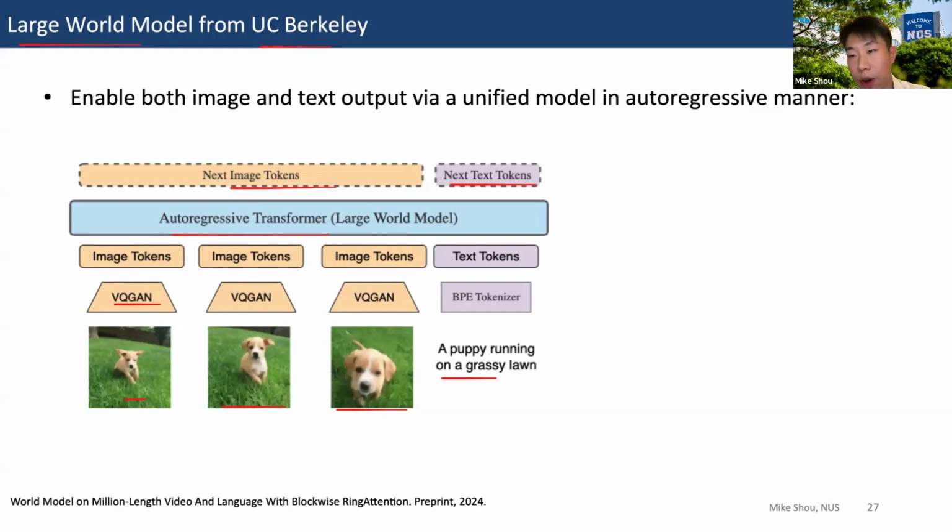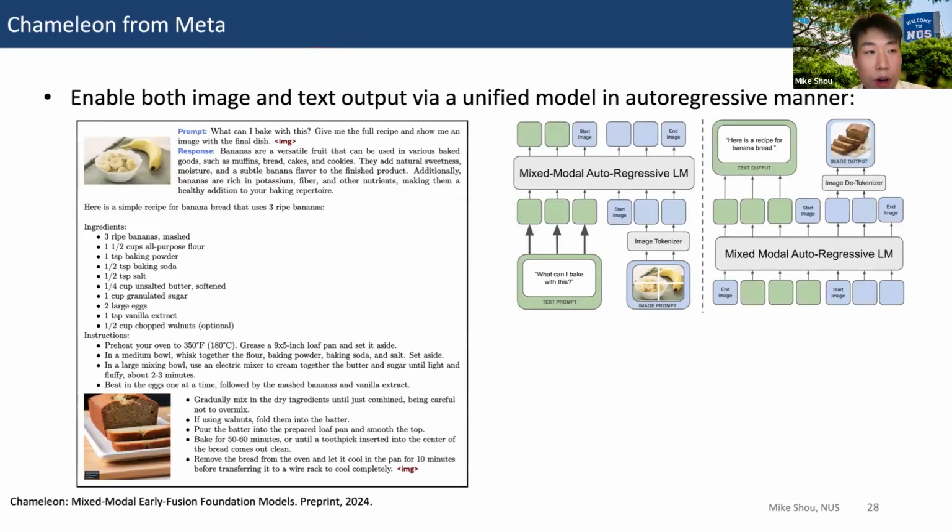This is still a very early result. Then there is this work called Chameleon from Meta, which made this idea more concrete and scaled it up on some real-world tasks. This is quite exciting. In this example, the input prompt is, what can I bake with this? Give me the full recipe and show me an image of the final dish, appended with an image. With this image and sentence as input, it can generate a very long recipe, and at the end of the response there is an image appended. The model is actually able to imagine what the final dish looks like.